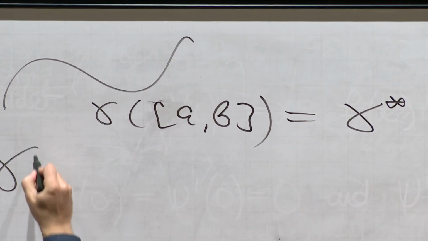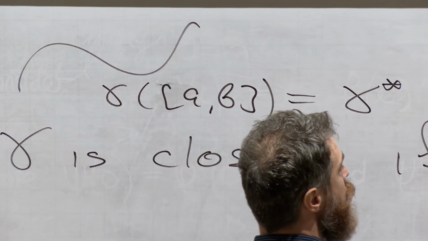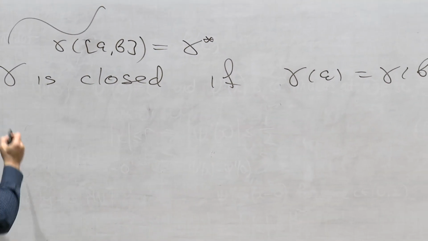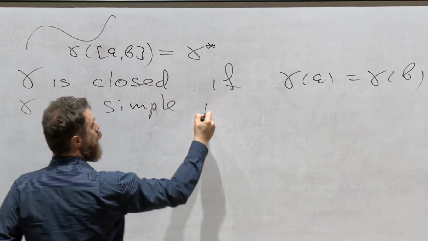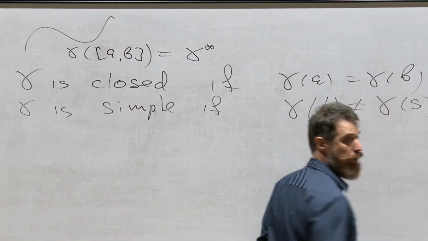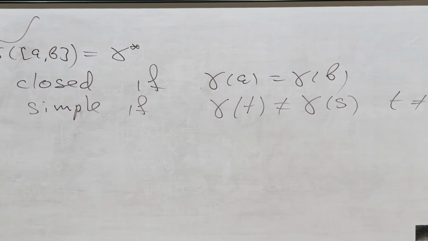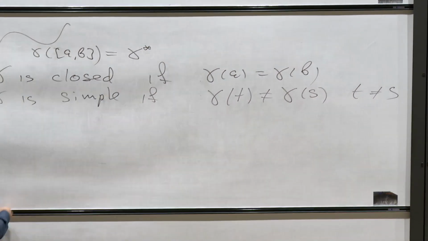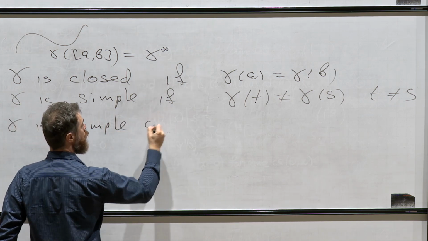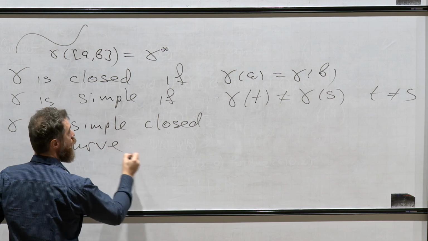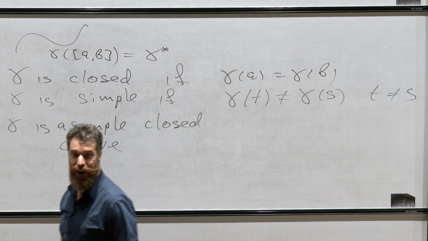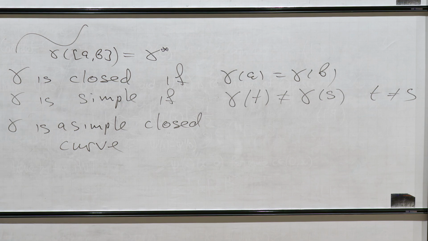And then we say that gamma is closed if gamma of A is equal to gamma of B. And then it is simple if gamma of T is not equal to gamma of S if T is not the same as S. So it means that the curve does not intersect itself. And now to make it more fun, we say that gamma is a simple closed curve if it's closed, and we have this unless T and S are A and B. So basically, endpoints are the only double points.